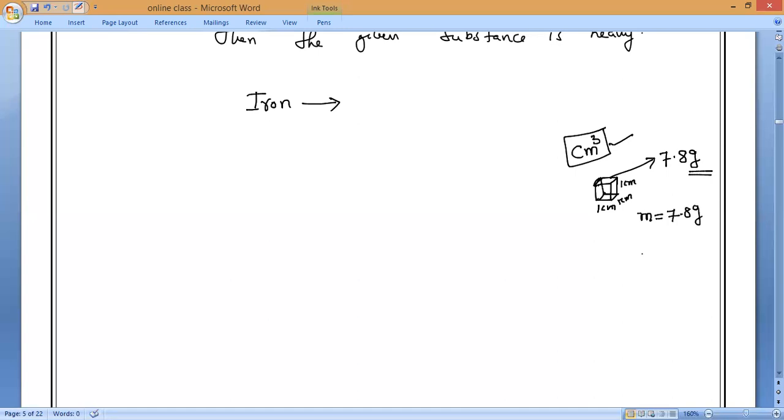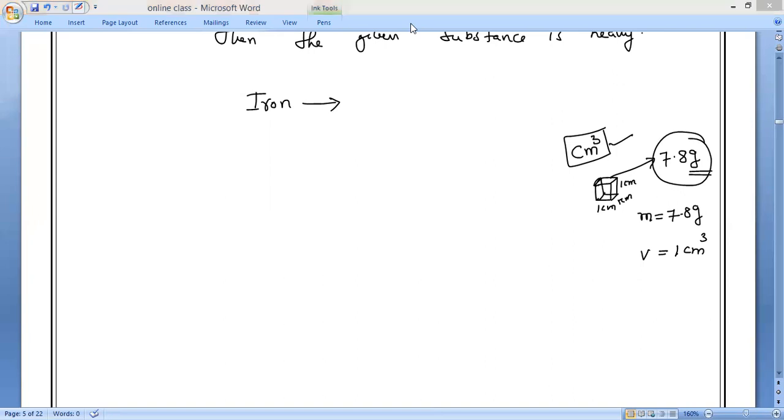7.8. And what is the volume? 1 into 1 into 1, 1 cubic centimeter. So now to find the iron density, we can measure it. You can cut a piece of 1 cubic centimeter volume and measure the mass. It will come around 7.8 grams. Is it okay, Omar? Okay, sir.